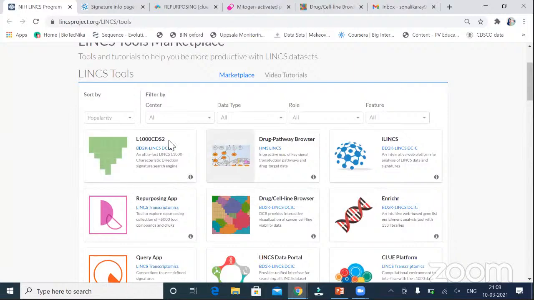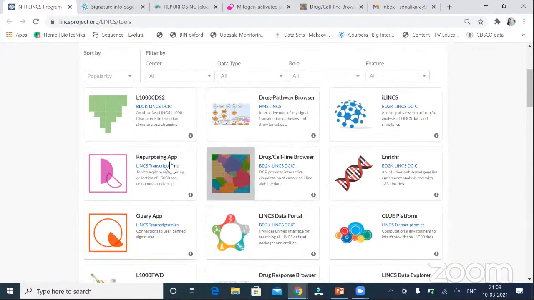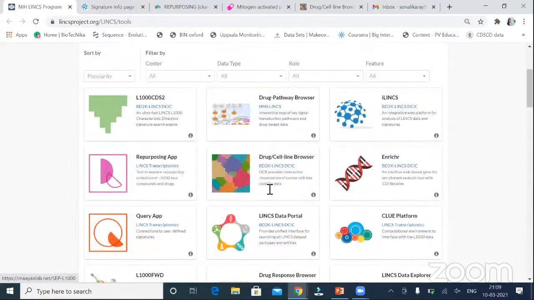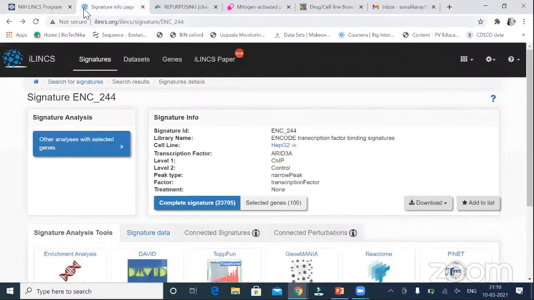So here, this is the LINCS tools database where a lot of tools are mentioned. It has a long list of tools, but here I would be interested in tools like the repurposing app, which could be used for drug repurposing, and the drug cell line browser. This is a really very nice browser which could be used to look for various drugs and cell lines, and then a drug pathway browser, iLINCS. So let's have a look at iLINCS.